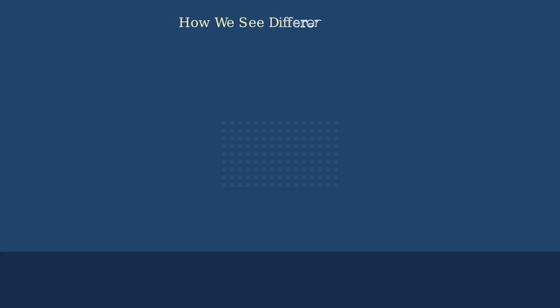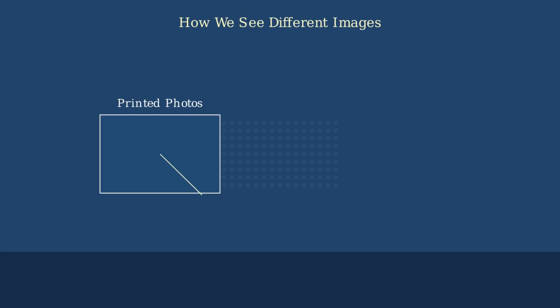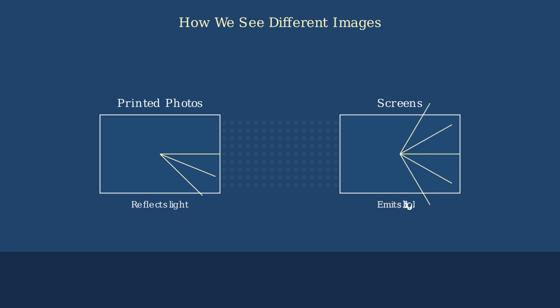When we look at images, they can come from different sources. Printed photos reflect light off paper, while screens emit light directly. Despite these different sources, our visual system processes both types of images in similar ways to create our perception.